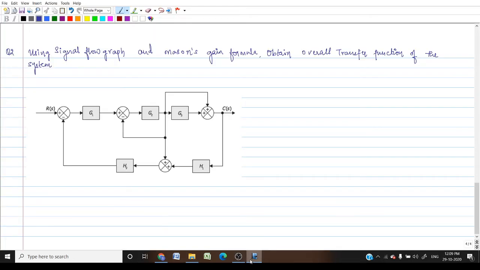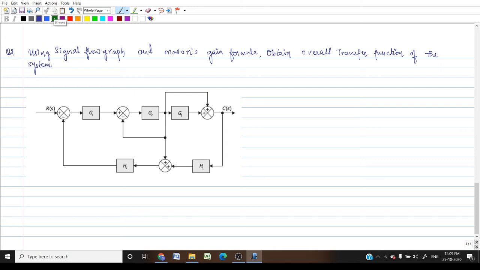So coming to the next problem, using the signal flow graph and Mason's gain formula, obtain the overall transfer function of the system shown. So coming to this question, the first part of this question will be to draw the signal flow graph from the block diagram.